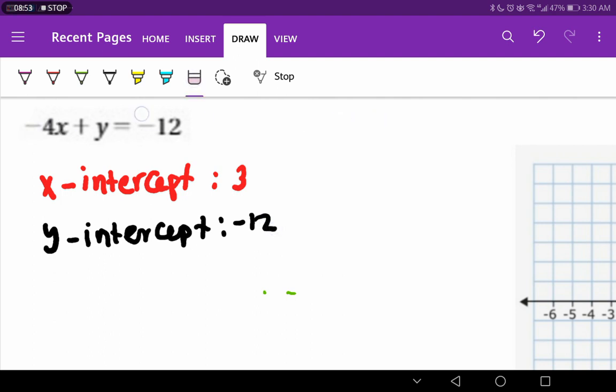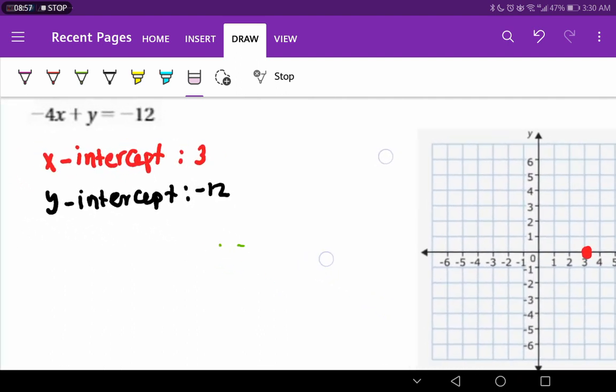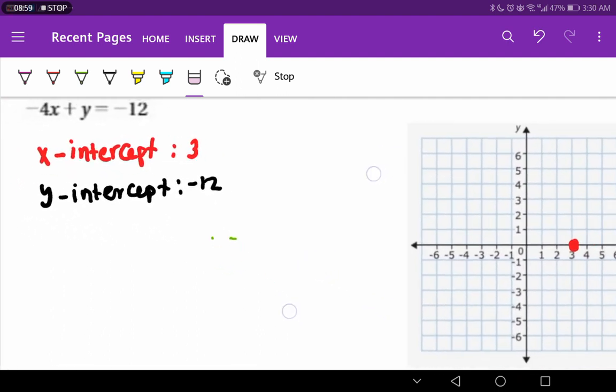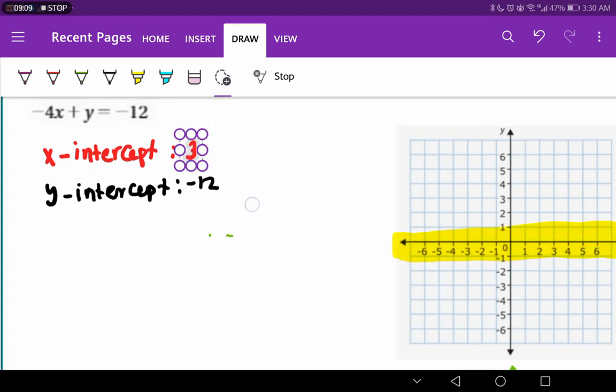Let me clean this mess. Now it's the turn for the graph. X-intercept 3, that means I have to move to the x-axis and plot the 3. Yes, you remember that? I have to move here to the x-axis and plot where the 3 is on the x-axis. It is here. It jumped. I cannot control it, so I will return back here. So the 3 is here.